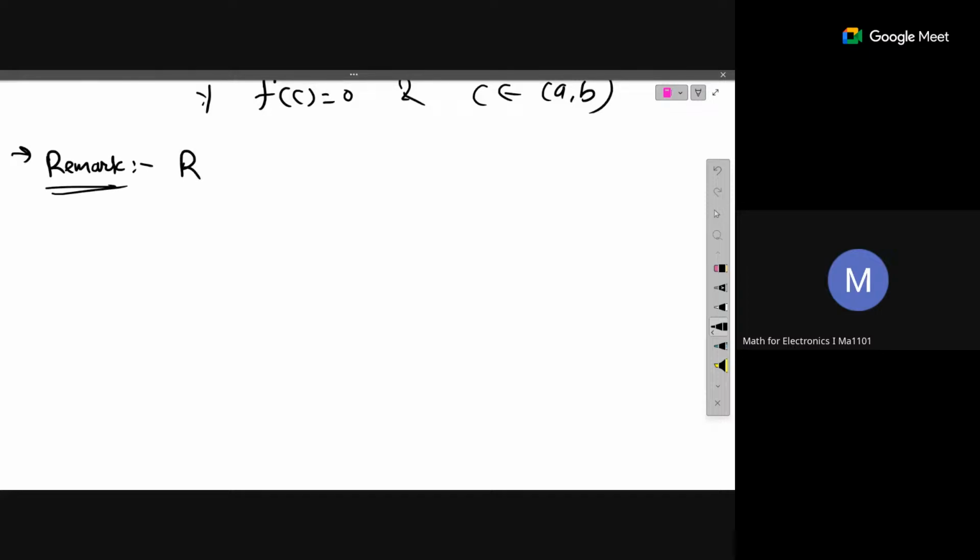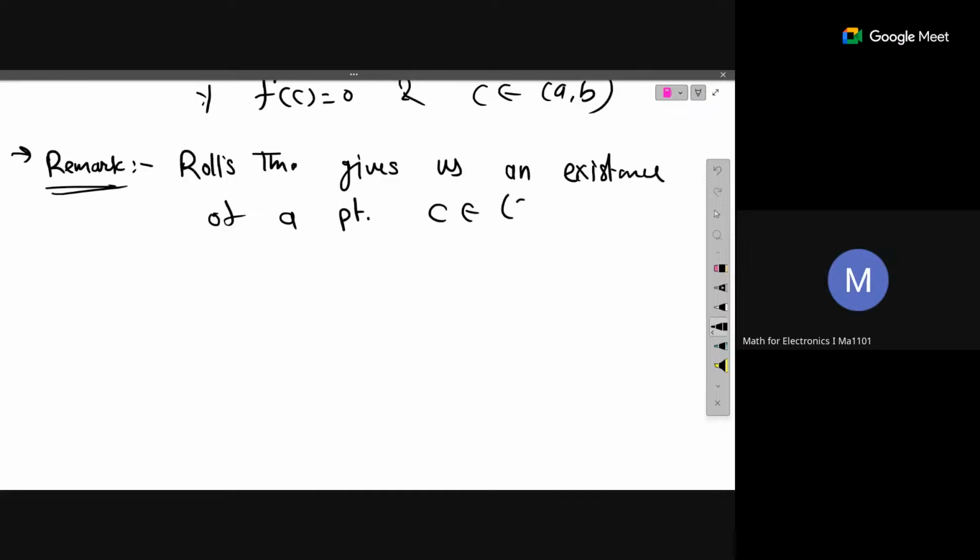that Rolle's theorem gives us an existence of a point C belongs to open interval AB in such a way that the derivative is 0. F dash at C is equal to 0. Not the uniqueness of C. Okay. So it means that we always get one C, but it is not the case that there is only one C, right? It can happen that we can have more than one C.